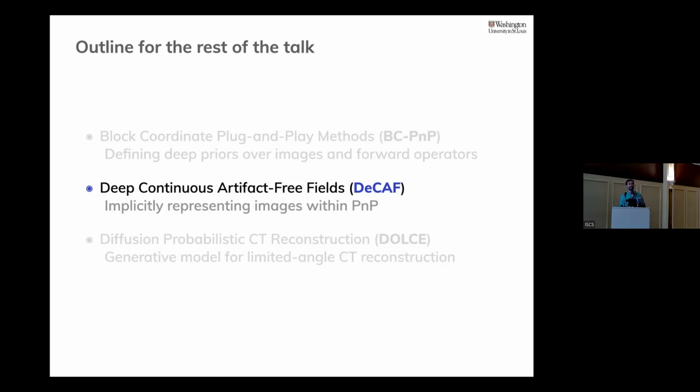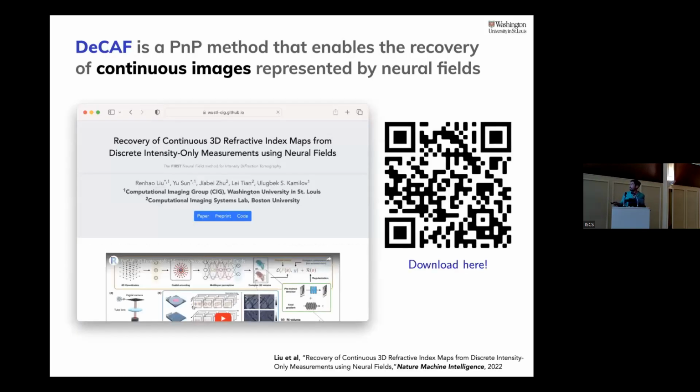Now, in everything I talked to you about so far, the images were on the grid. They're all represented as voxels or pixels in 2D or 3D. Now, the question is, can we design a plug and play algorithm to be off the grid, meaning to be more flexible, to have a continuous representation? Turns out the answer is yes, and this is from very recent papers.